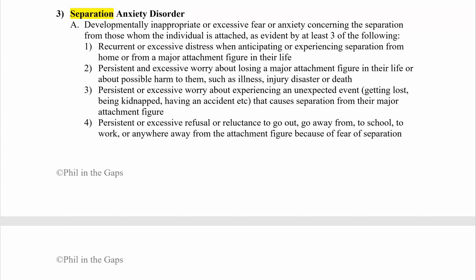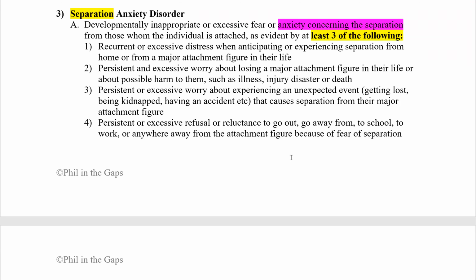Generalized anxiety disorder, they were anxious in general. Social anxiety disorder, they were anxious in social situations. Separation anxiety disorder is where they are anxious when they are separated or they perceive that they will be separated from a significant person in their life. Stated in a different way, it's where developmentally inappropriate or excessive fear or anxiety concerning the separation from those whom the individual is attached, as evidenced by at least 3 of the following symptoms. And this is where it's going to be out of the context of what would be expected, but it's all based on the separation. So let's get into these.